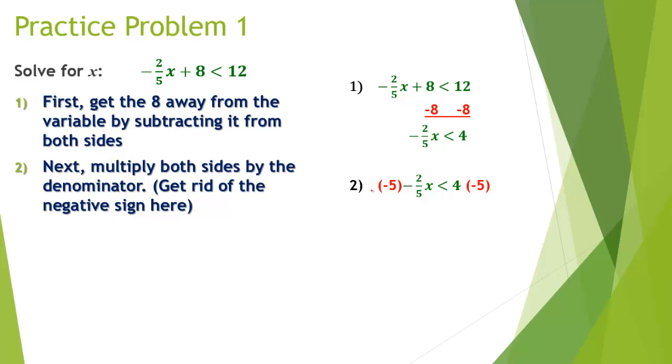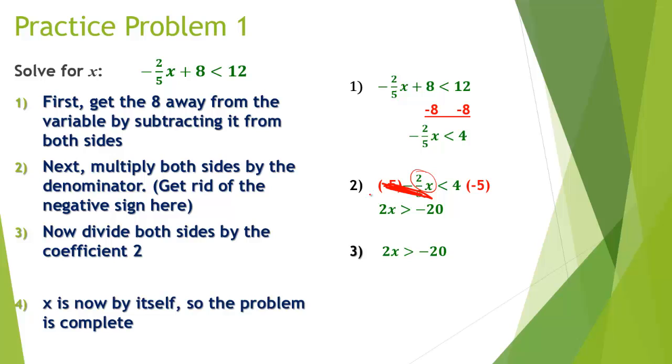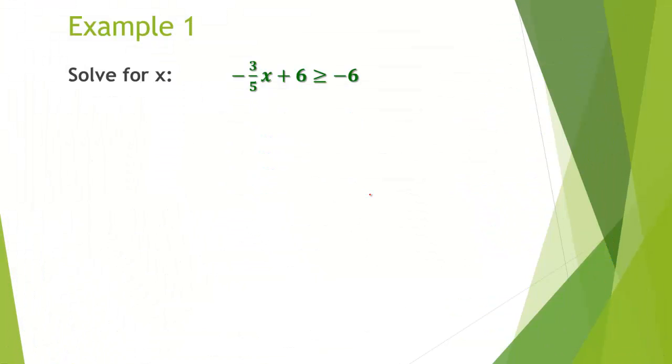All right, so that's going to cancel out all of this here, leaving you with just the 2x. So you'll have 2x is greater than negative 20 because remember I multiplied by a negative number, so I flipped the sign. Do not forget that. So you have 2x is greater than negative 20. You're going to divide both sides by the coefficient of 2. And there's a dividing by 2. So x is by itself, so the problem's complete, which gives us our answer of x is greater than negative 10.